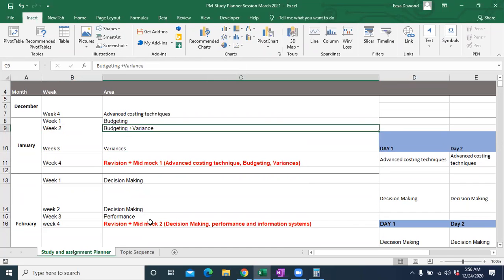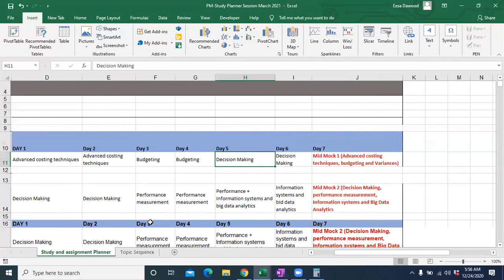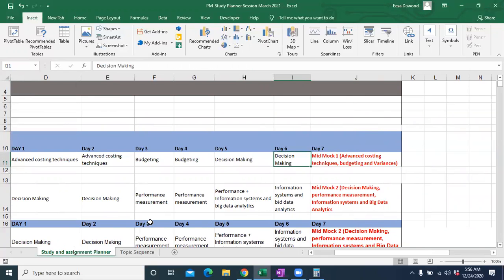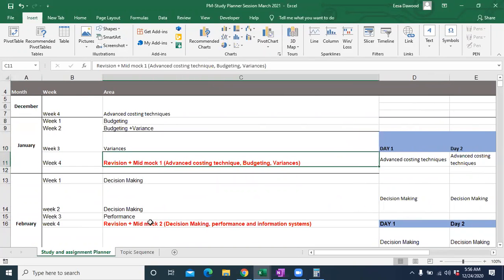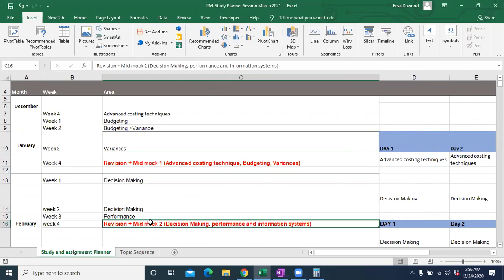After budgeting and variance, there'll be 1 week of revision, and in the same week, at the end of day 7, I will conduct mid mock one. It will come from advanced costing technique, budgeting, and variance, around January week 4. Then you're going to do decision making and then performance. At the end of that, I will take the mock for the next half of the syllabus: decision making, performance, and information system.